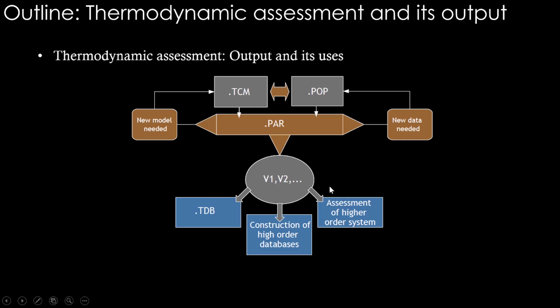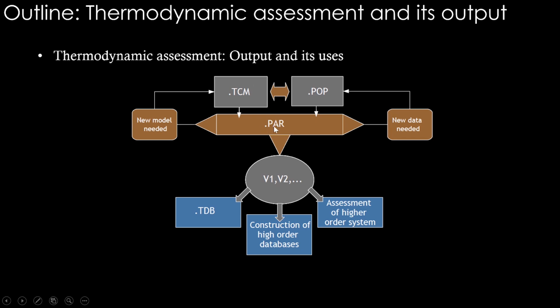This is a kind of outline of what are the different places where the output of thermodynamic assessment can be used. This picture at the top is something that we are familiar with. One side we have the model file, one side we have the input file, and the par file where the optimization occurs. So these three things we have been doing for the last few classes.